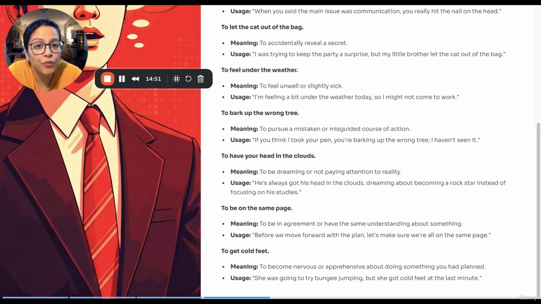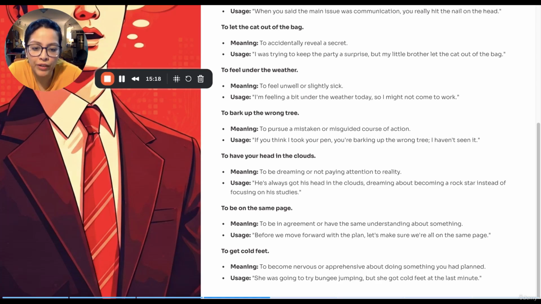To be on the same page, very important, can be used in multiple settings. This means to be in agreement or have the same understanding about something. Remember, this can be used both in your personal as well as professional conversations and communication. Before we move forward with the plan, let's make sure we are all on the same page.